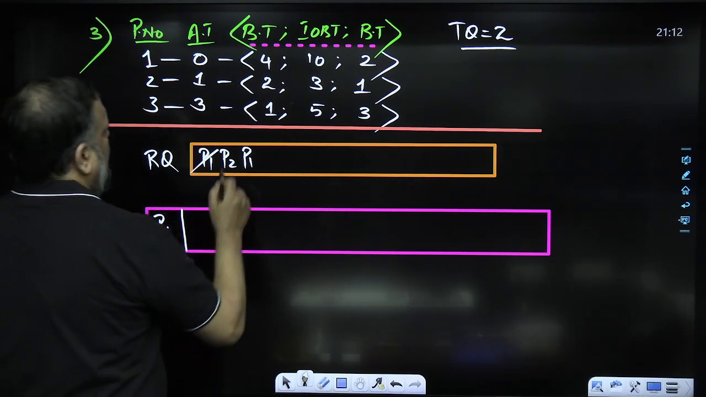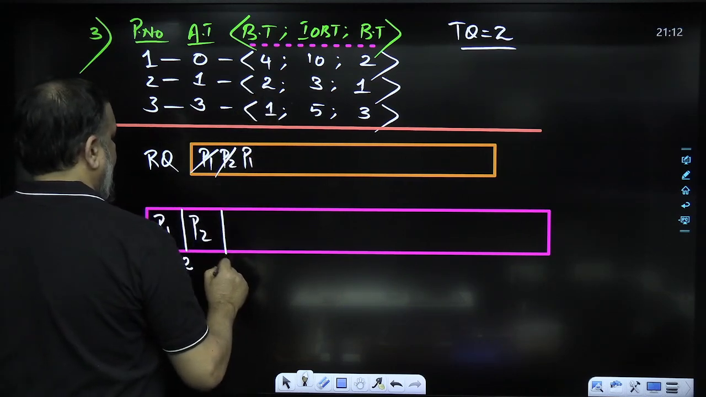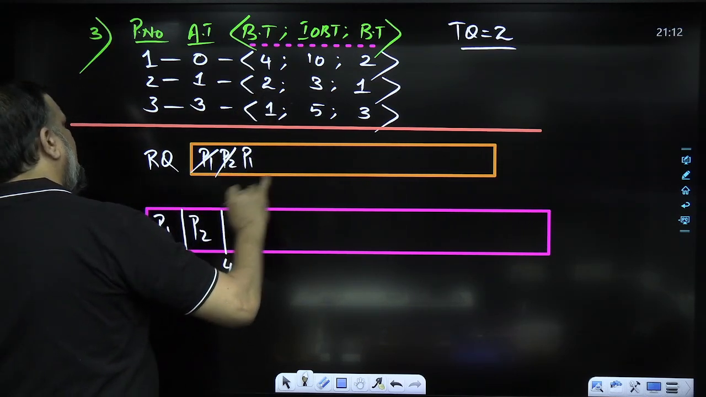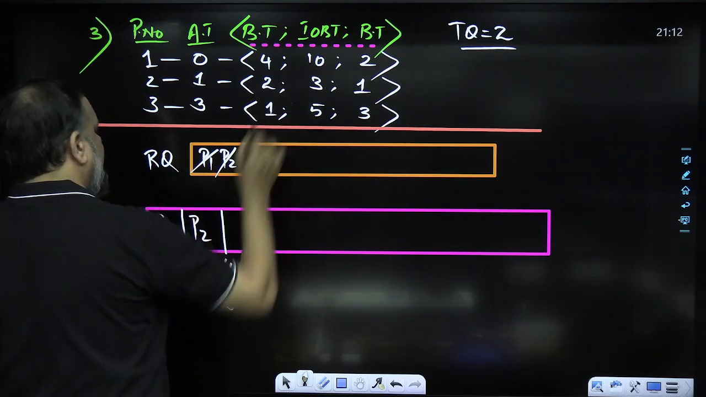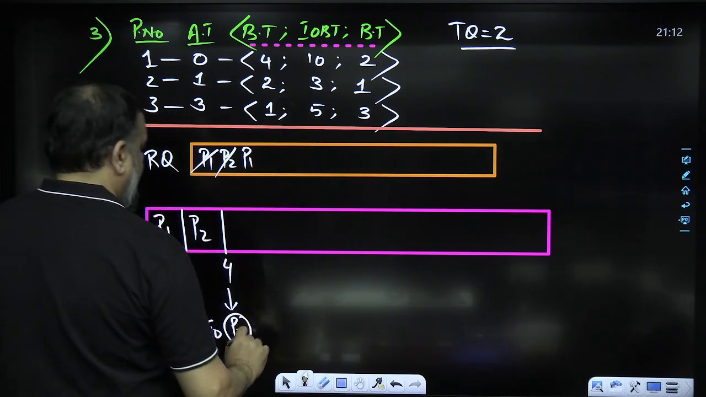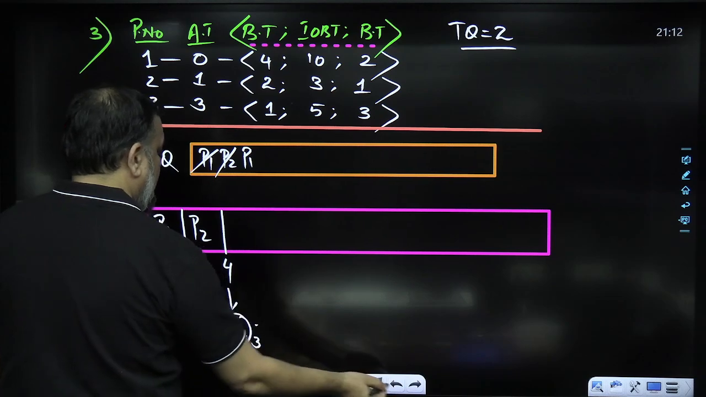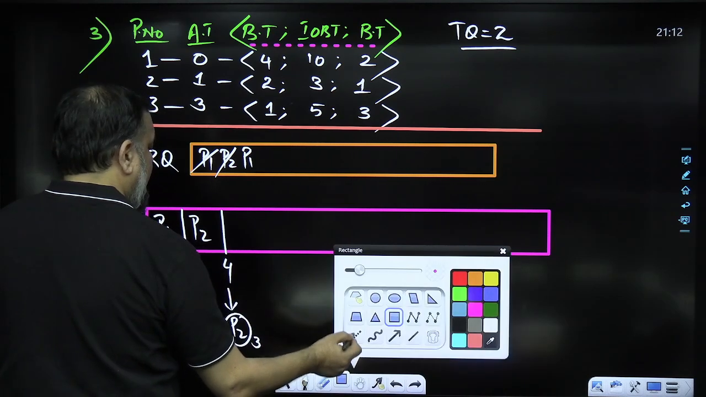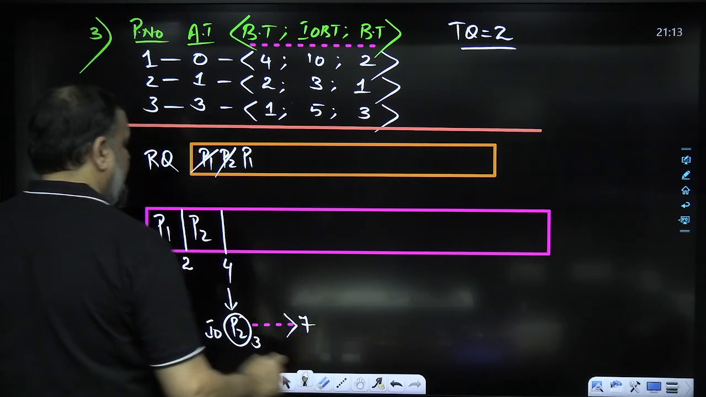Then who is going to run? P2 is going to run. P2 runs for 2 units, and after that it doesn't get preempted. It will go for IO. After completing 2 units, P2 is going to start its IO. For how long? 3 units. Starting at 4, 3 units means it is going to finish its IO at time 7. 4 plus 3.